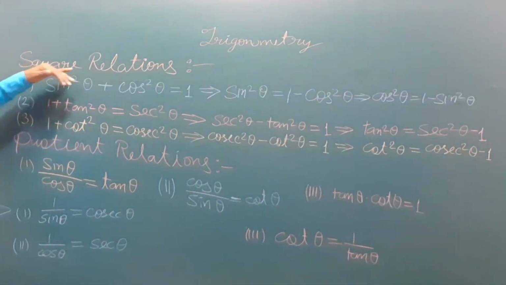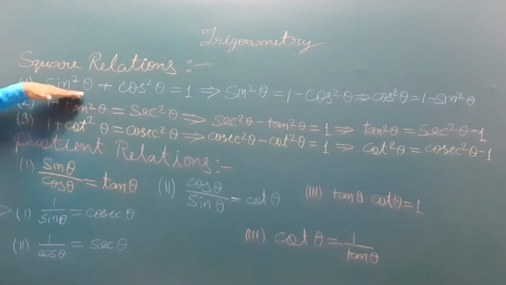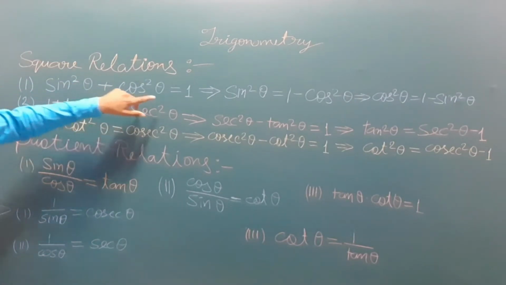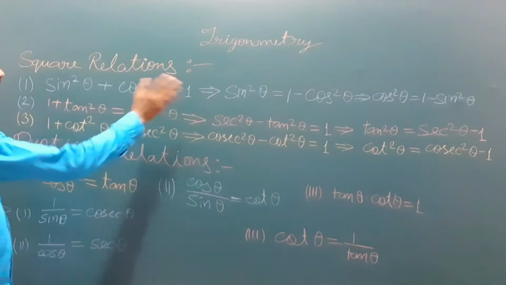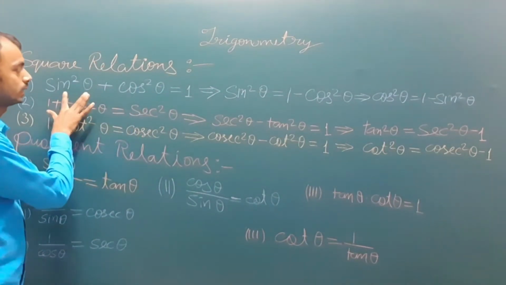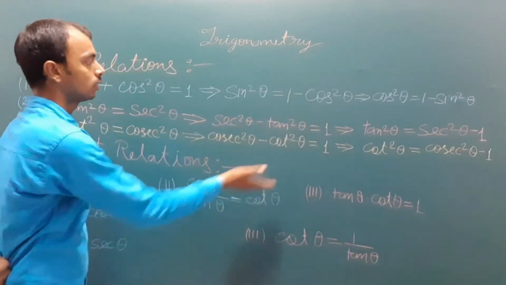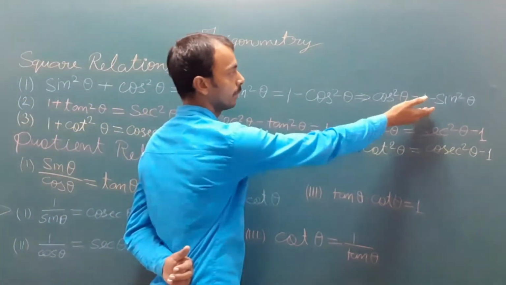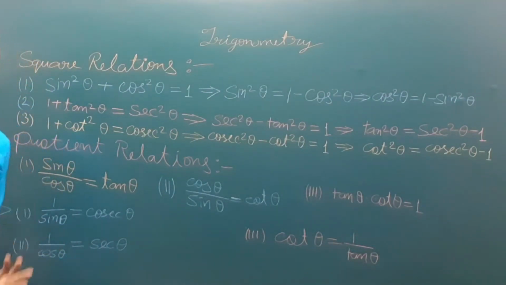First of all, the square relations. If we do sin square theta plus cos square theta, we will get 1. Okay, this is the proved theorem, you can say. From this we can write sin square theta as 1 minus cos square theta, and cos square theta as 1 minus sin square theta. So from one relation we can derive two more relations.